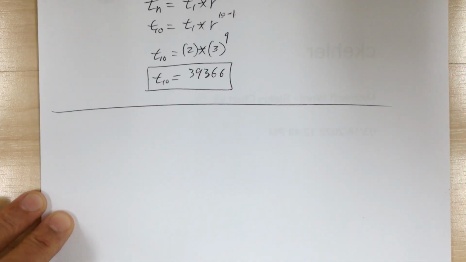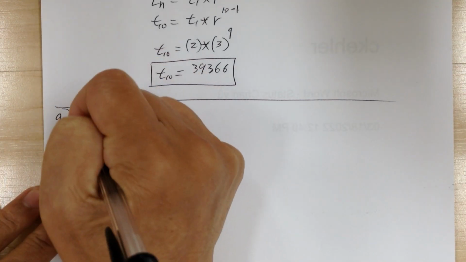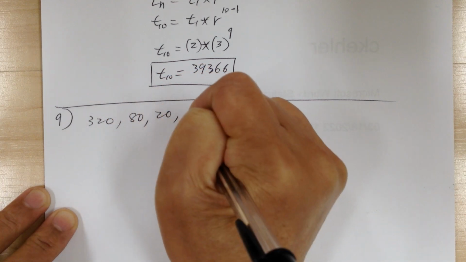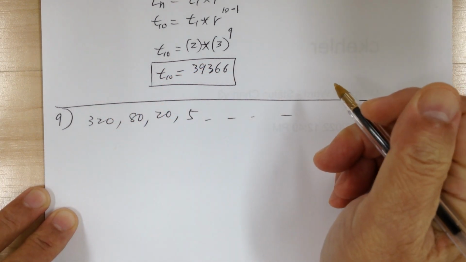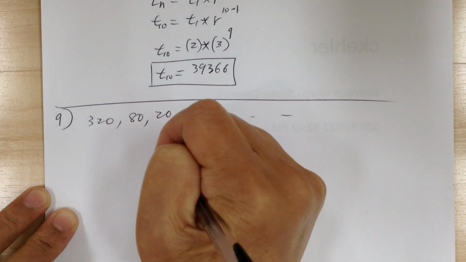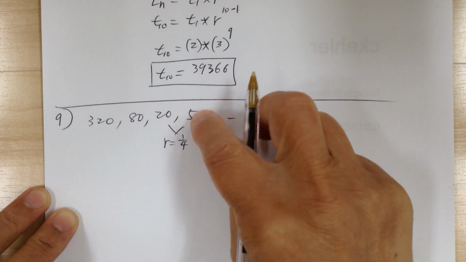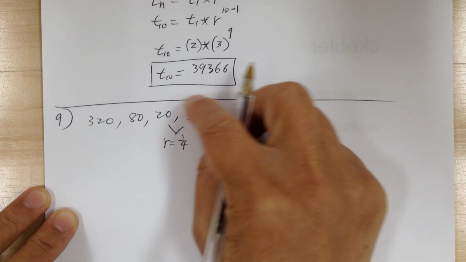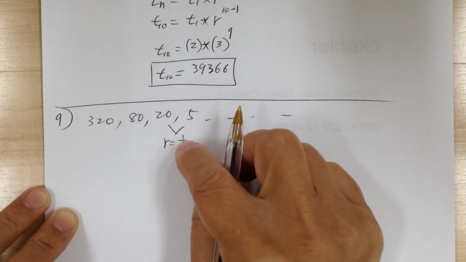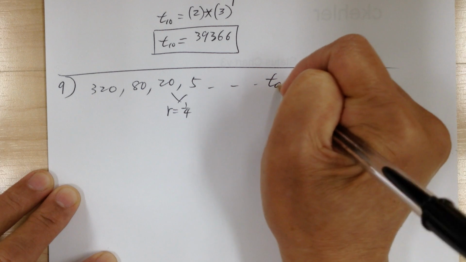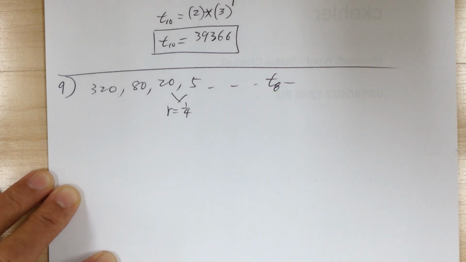Okay, let's go to the next one. Number 9, you got 320, 80, 25, dot, dot, dot. So if the number is kind of hard to do, what you do is this. So R equal to 1 over 4. I can pick any term divided by the previous term. So 5 over 20 gives you 1/4. Okay, and you're looking for T8.